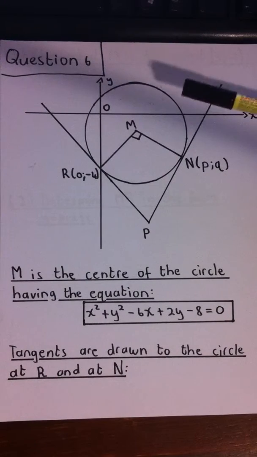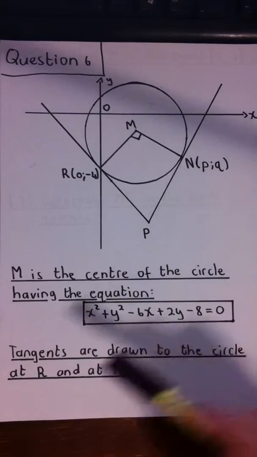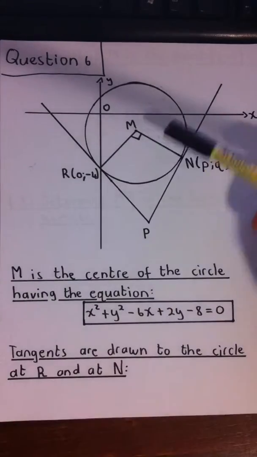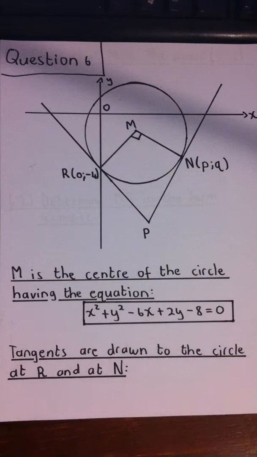Question 6, as you can see, is an analytical geometry question focusing on the circle. Now, what information do they give us here? They tell us that M is the center of the circle and that the circle has this equation: x squared plus y squared minus 6x plus 2y minus 8 is equal to 0.